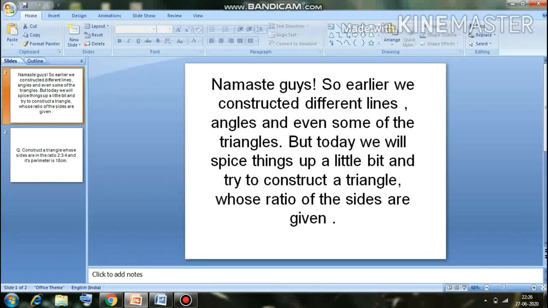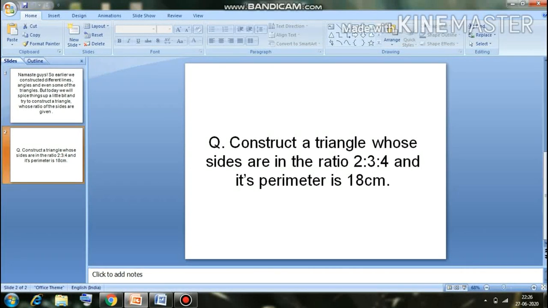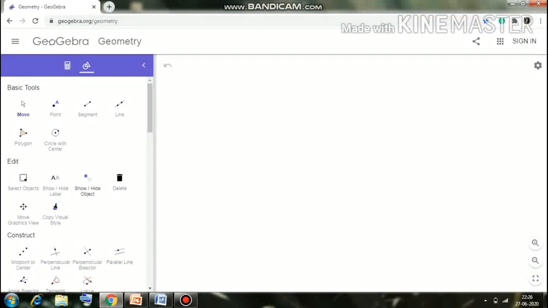But today we will spice things up a little bit and try to consider a triangle whose ratio of the sides are given. So our question is, construct a triangle whose sides are in the ratio 2:3:4 and its perimeter is 18 centimeters. So let's get started.